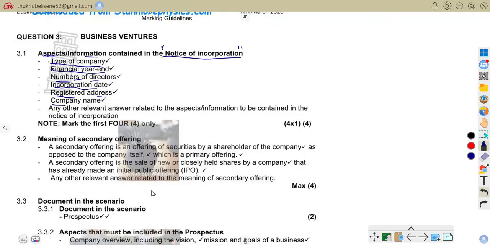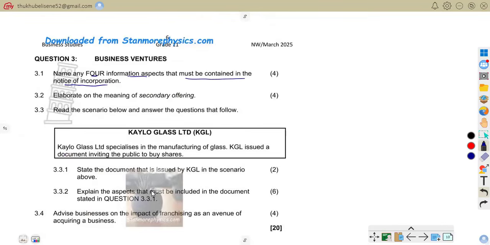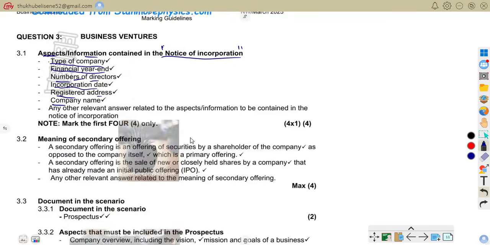So that is that. Let's go to 3.2, good people. 3.2 is about elaborating on the meaning of secondary offering. Here we are on the meaning of secondary offering. As it says, a secondary offering is an offering of securities by a shareholder of the company, as opposed to the company itself, which is a primary offering.